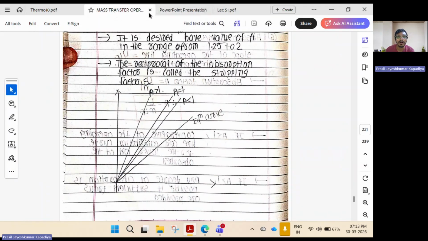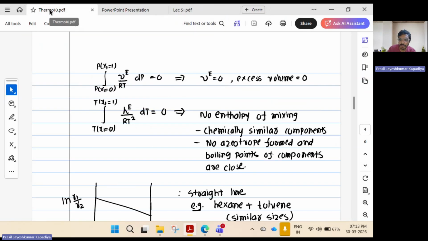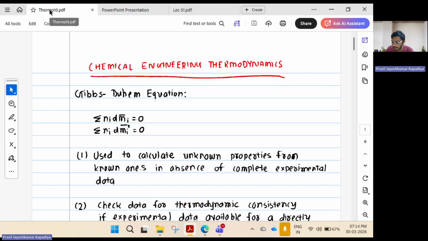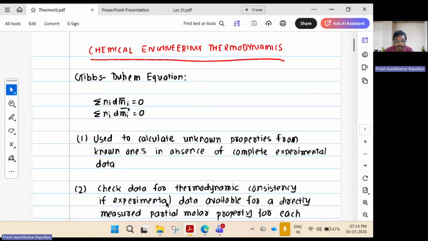vapor-liquid equilibrium. So what we did basically today, just give me a minute, I'm sorry. Yes, so today what we did: we started with the fact that we can find out unknown properties from known properties. If we know the Gibbs-Duhem equation, we can also check the consistency of thermodynamic data.